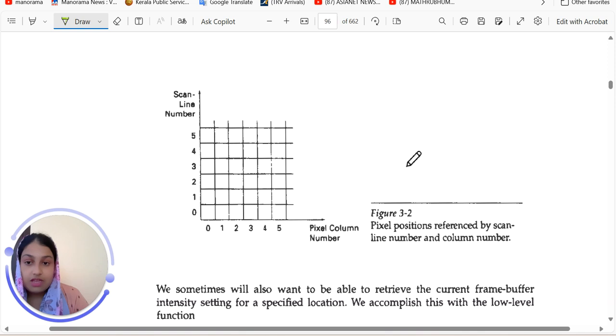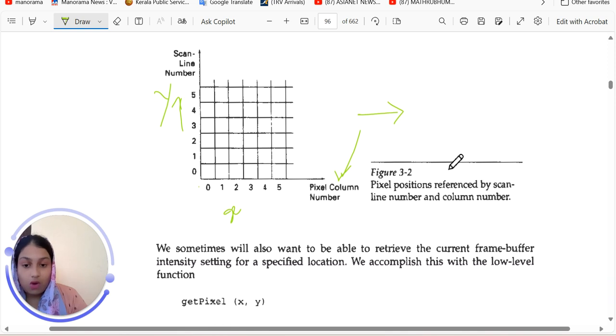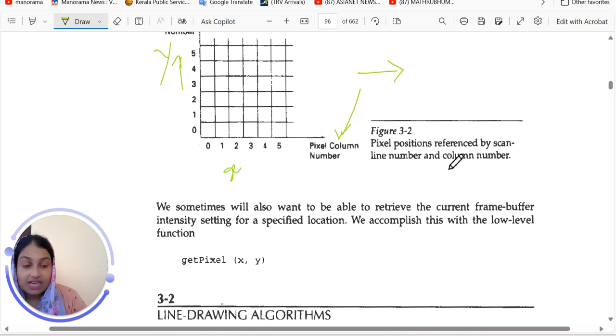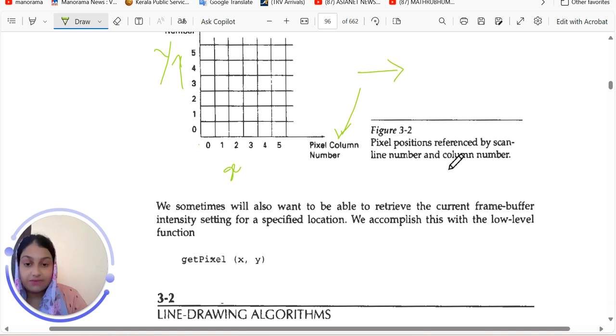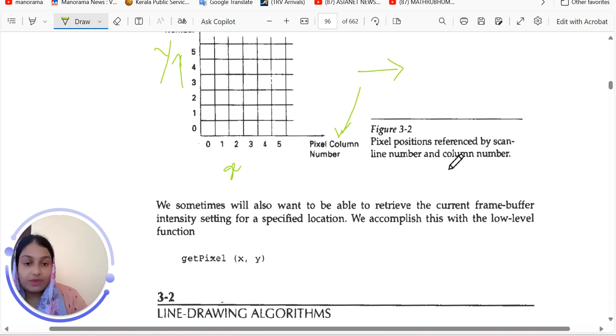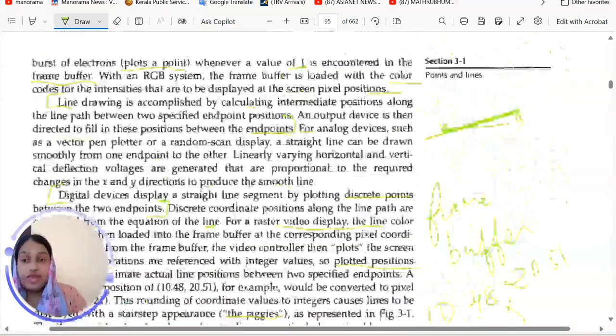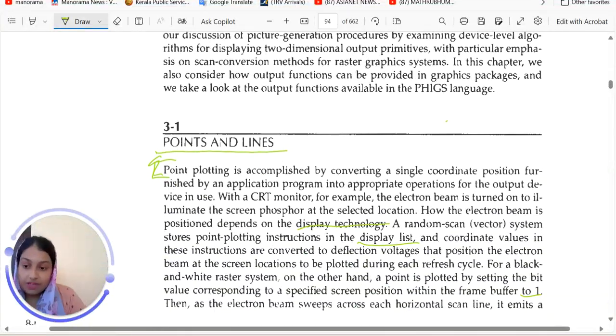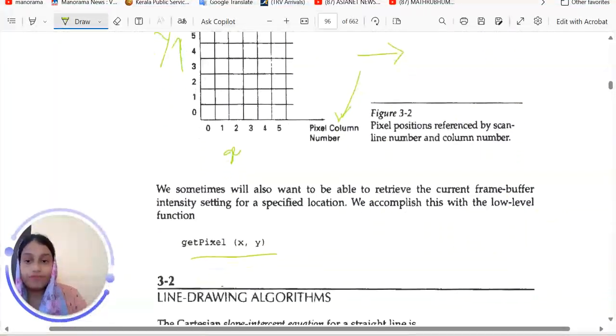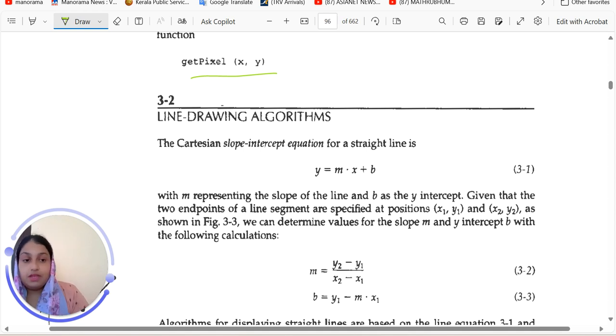So this is an example. This is a scan line number. It starts from 0. Now, pixel position is referenced by a scan line number and a column number. So the x-axis represents the pixel column number and the y-axis represents the scan line number. Now we sometimes will also want to be able to retrieve the current frame buffer intensity setting for a specified location. We accomplish this with the lower level function getPixel(x, y). So this is only about points and lines. We haven't entered the algorithm part. Now the line drawing algorithm.